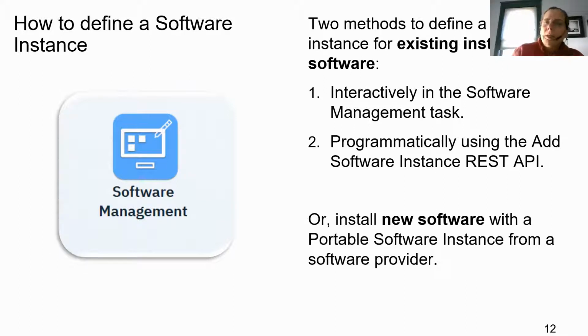There are a couple of methods that I could use. I could do it interactively with software management, and I'll show you how to do that very quickly. It probably takes longer for me to explain it than it takes to do it. You could also do it programmatically if you wanted to, with a REST API. I think probably the first time through, people might try to do it interactively through the GUI to make sure that they get it right. Or you could have a new software instance because you've installed a portable software instance, which I described in the prior session. In the last step of laying down that portable software instance, you now have a software instance and you give it a name. That could be a way that you define a software instance as well.